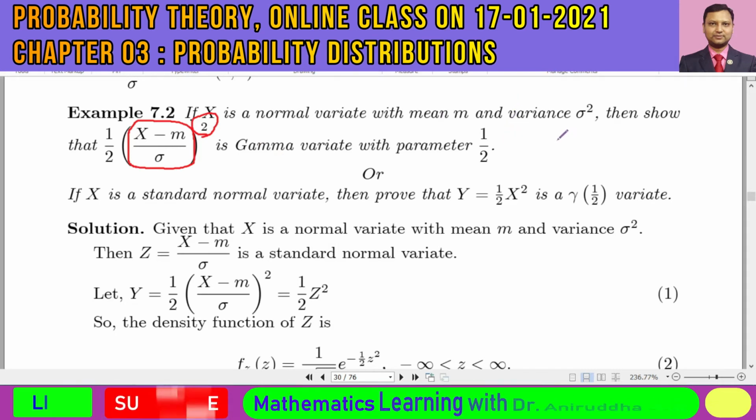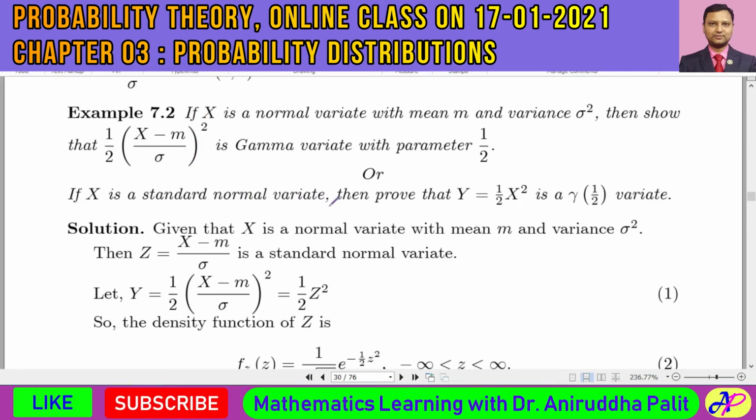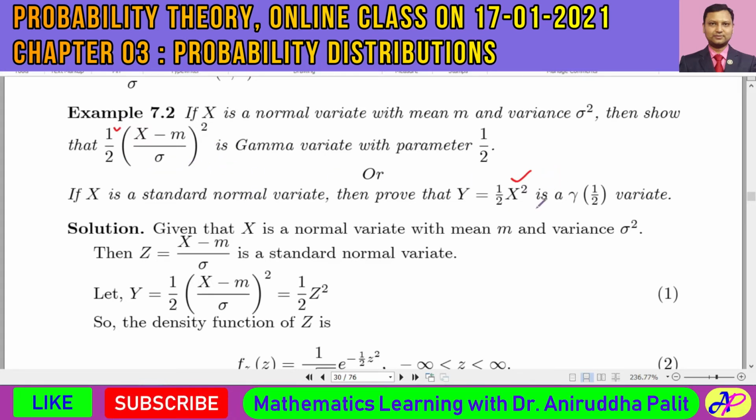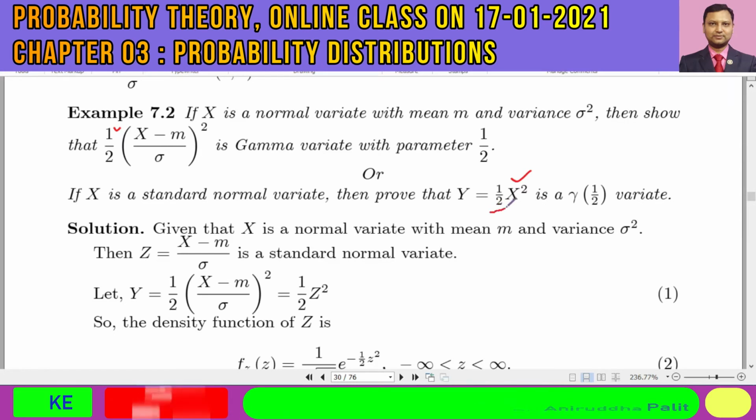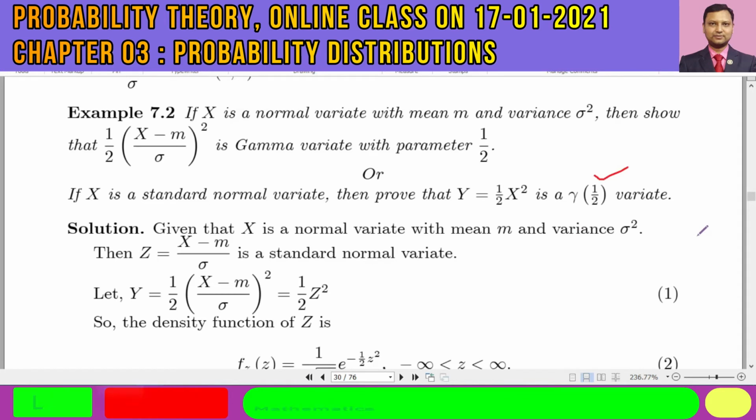And this same example is sometimes selected in a different fashion: if x is a standard normal variate, then prove that half of x square, just similar to this over here, half of the square of the standard normal variate. So over here, half of x square means half multiplied by the square of a standard normal variate. This is a gamma half variate. We can show that this is a gamma half variate.